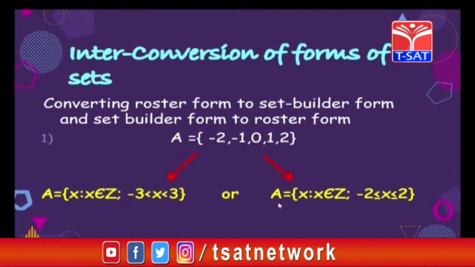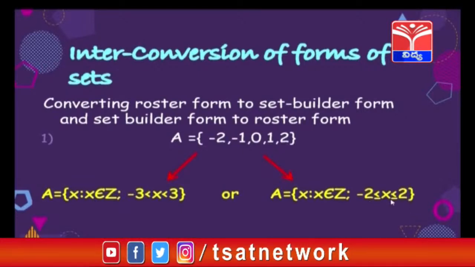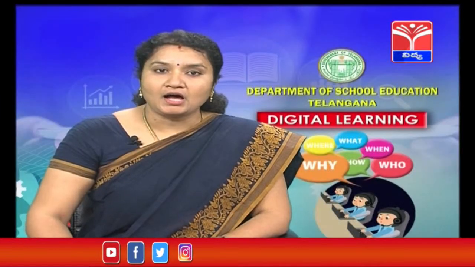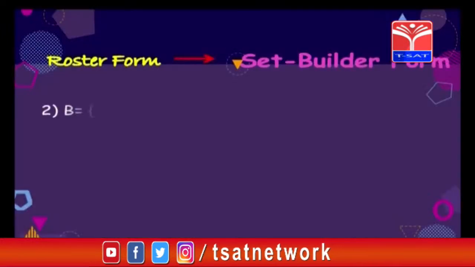Or in the second way, I have written it as A is the set of x such that x belongs to integers but x is greater than or equal to -2 but less than or equal to +2. I have used here the less than or equal to symbol and there only the less than symbol, which means I can write from roster form to set builder form in two ways.